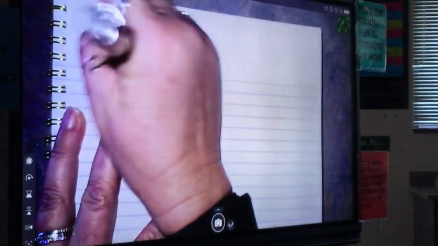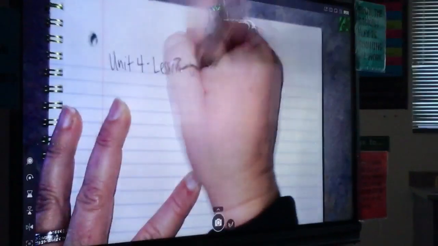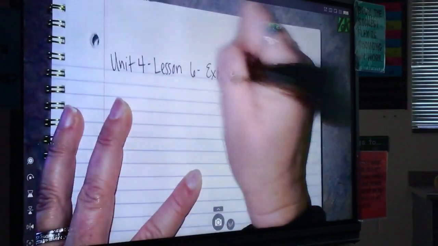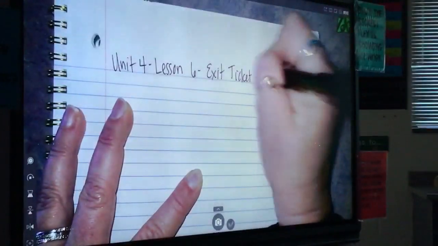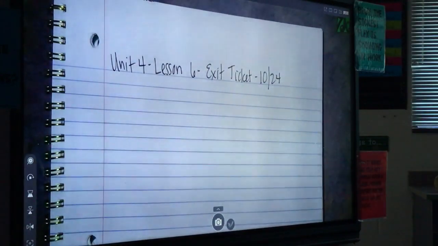Then flip your notebook over. You need to title it Unit 4, Lesson 6, and just title it Exit Ticket, because that's what it's going to be in the grade book, and then today's date. And this yellow sheet of paper, you're completing it, and you're turning it into the 3rd period bin today. It is due today. When you are done, you're working on Delta Math, or the assignment from last Thursday. Okay?